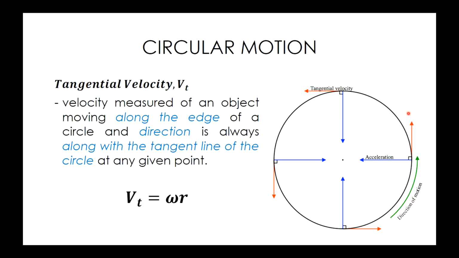So, for example, sa ating diagram, this is the direction of the motion of the object. And at this point, tangent to the edge of the circle, we can compute for the tangential velocity. So, makikita natin lagi siyang towards the end of the tangent line of the circle. So, yung mga arrow natin na red, ayan yung nagre-represent ng ating tangential velocity. So, we have the formula for tangential velocity, which is equal to angular velocity times radius.